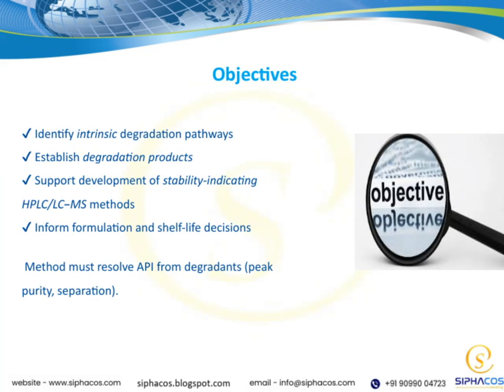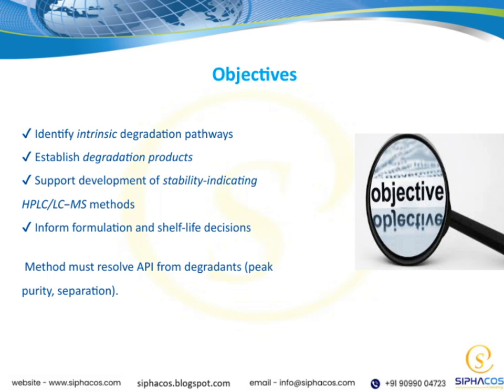Let's start by looking at the objectives for our degradation studies. First, we aim to identify the intrinsic degradation pathways. This means understanding how our active pharmaceutical ingredient, or API, breaks down naturally over time under various conditions. Recognizing these pathways helps us predict stability issues early on. Next, we want to establish the degradation products themselves. Knowing what compounds are formed allows us to evaluate their potential impact on safety and efficacy. It's a critical step in ensuring the overall quality of the product.